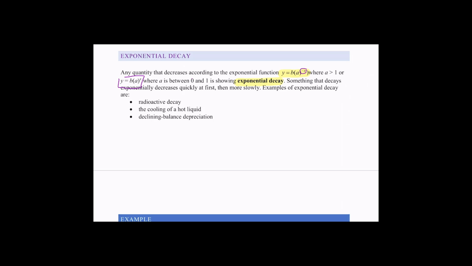So it's going to be the same graph, but it's just going to be going in the opposite direction. So anything that decays exponentially decreases quickly at first and then goes more slowly. So for example, radioactive decay, the cooling of hot liquid, and a declining balance depreciation. So we've already looked at this sort of graph. So let's look at it mathematically.